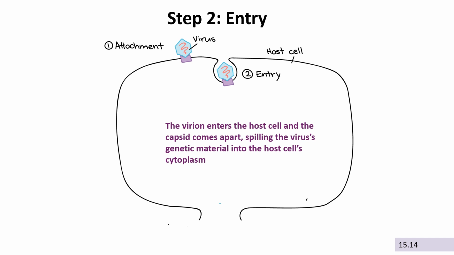Next, the virus enters the host cell. Different viruses do this in different ways. We'll talk about that a little more later on. As the virion enters the host cell, the capsid comes apart, spilling the virus's genetic material into the host cell's cytoplasm.